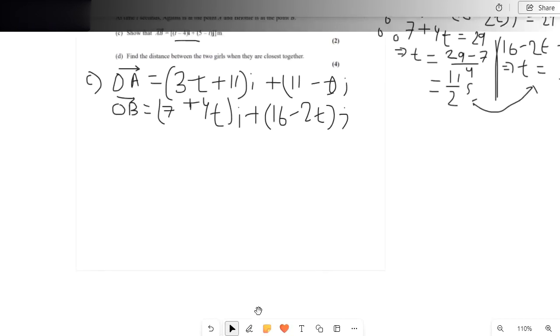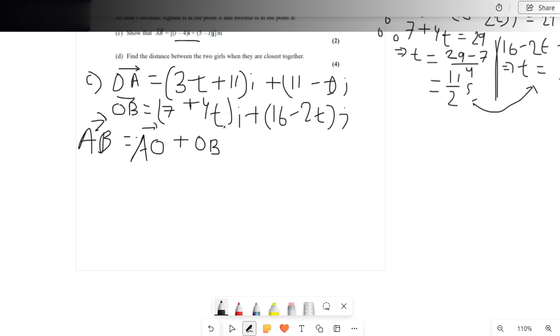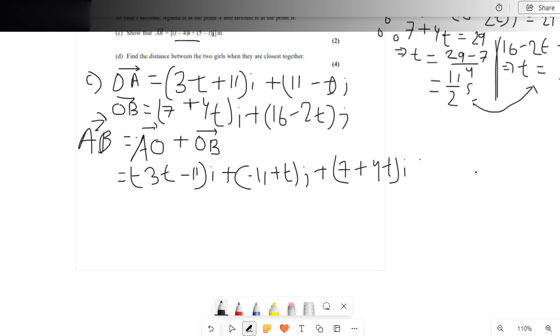And so we have to find the vector AB. We know that the AB vector can be written as the addition vector using the triangle, which is AO plus OB. And AO is minus 3t minus 11 i, because AO is reversed, plus minus 11 plus t j, plus OB, which is 7 plus 4t i plus 16 minus 2t j.